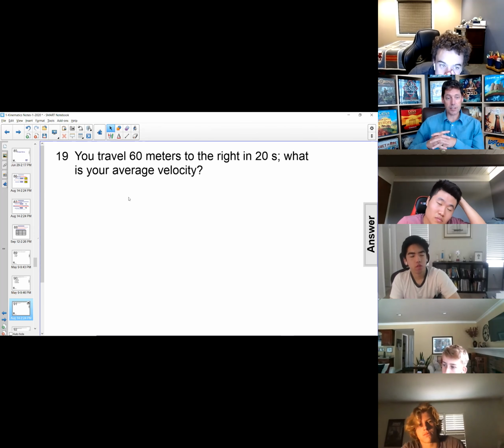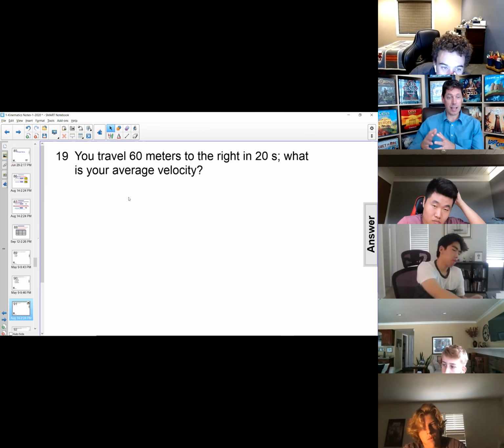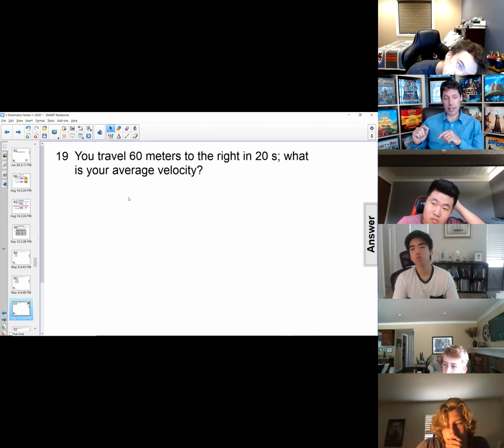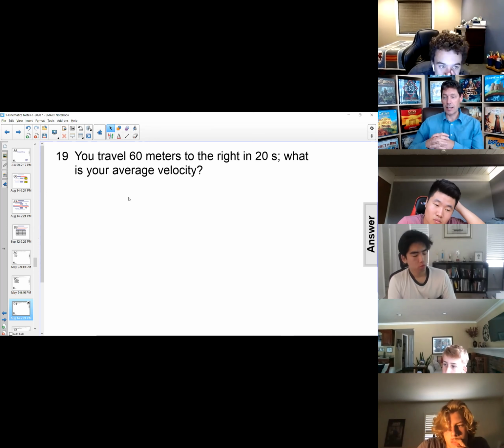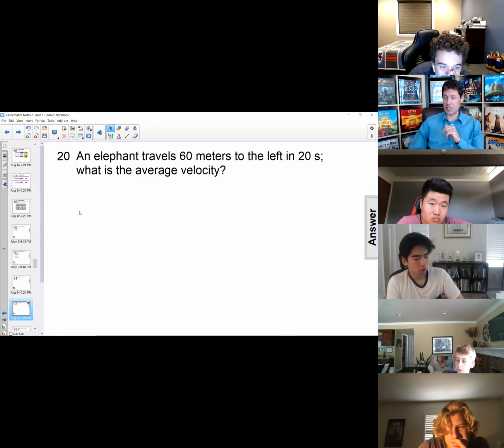For velocities, actually, for any vector, College Board really wants you to emphasize the direction, either with a word or a clear positive sign. So just writing 3 meters per second, while that is a positive value, doesn't necessarily indicate that you know the direction is positive. So they would want you to put either the word right or a positive sign to emphasize that direction. An elephant travels 60 meters to the left in 20 seconds. What's the average velocity?